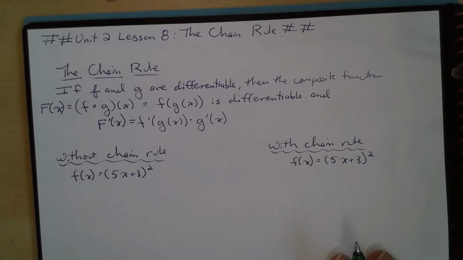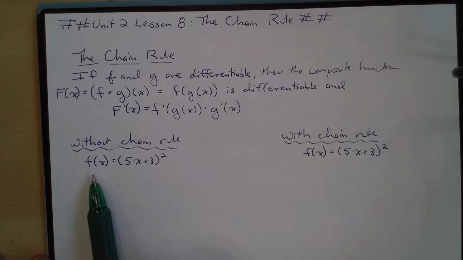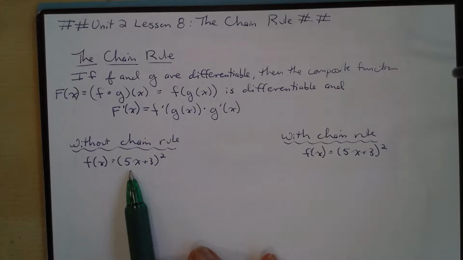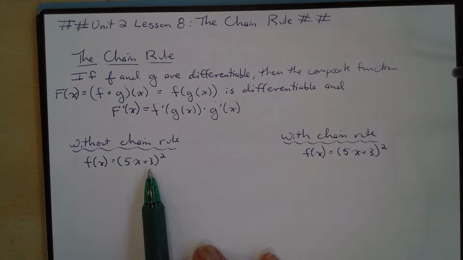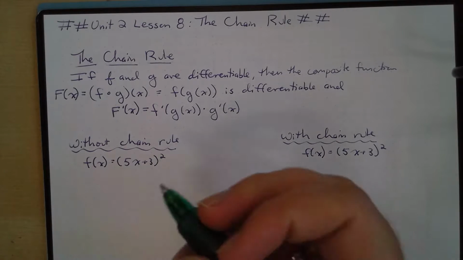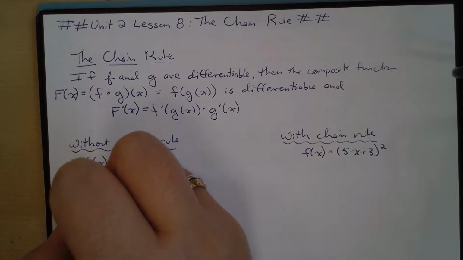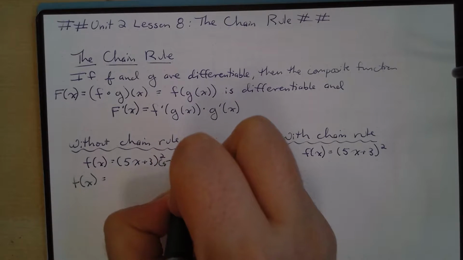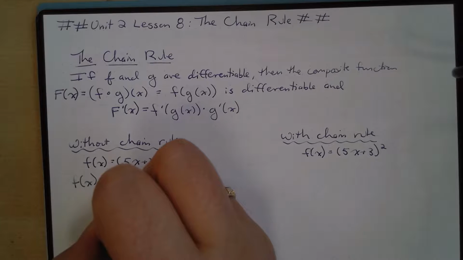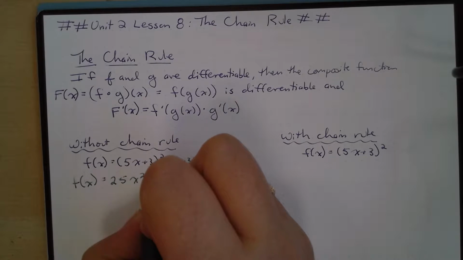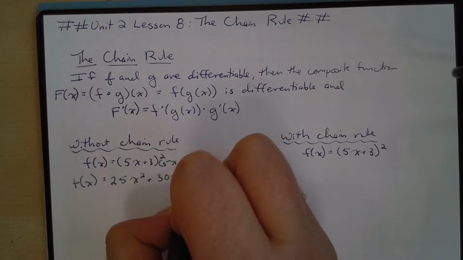So let's look here. I just want to show you how simple the chain rule is and why it's kind of essential. If we have f of x is equal to (5x plus 3) quantity squared, we can solve it with the chain rule and without the chain rule. Without it, first I need to expand this. I always like to write a little mini one next to it. So I'm going to have 25x squared plus 30x plus 9.